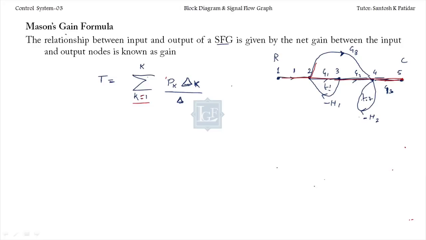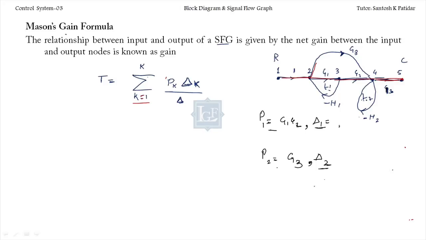So for this given graph, I have two paths. Let's take P1. So P1 is 1, G1, G2, and this is again 1. So this is G1 and G2, path 1. Okay. I have path 2. I'm taking it path 2, and that is 1, G3, 1. So this is G3 only. Okay. Now what about del 1 and this is del 2. Corresponding to P1 I have determinant function del 1. Corresponding to P2 I have determinant function del 2.